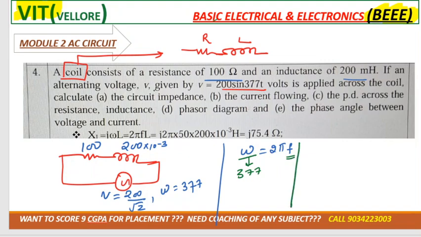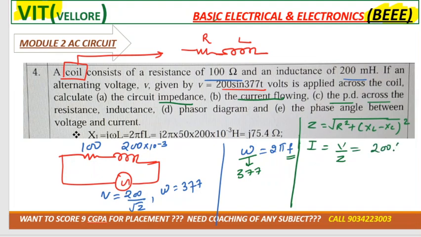calculate impedance. Impedance is how much? That is, Z is equal to root of R squared plus (XL minus XC) whole square. Next, current I is equal to, and next put 200 divided by root 2 divided by the impedance value which you got. Okay.